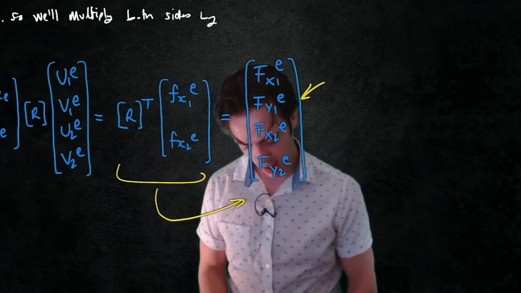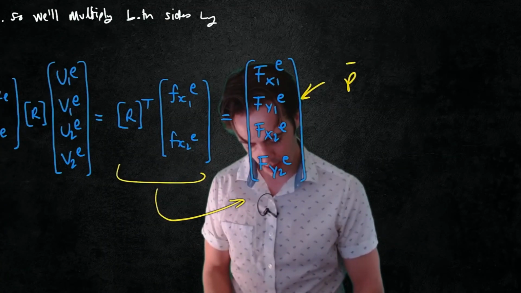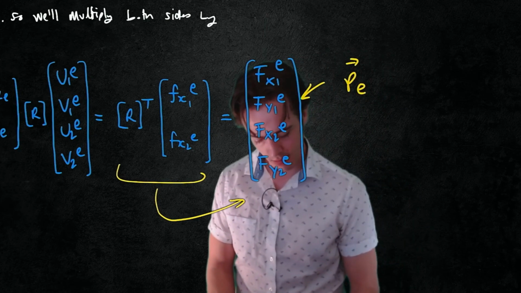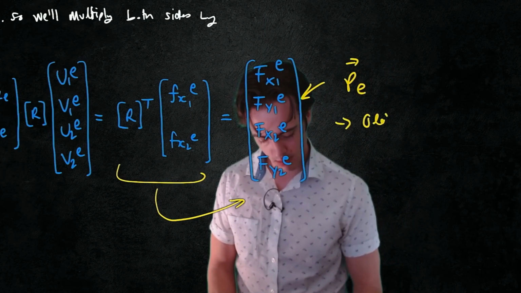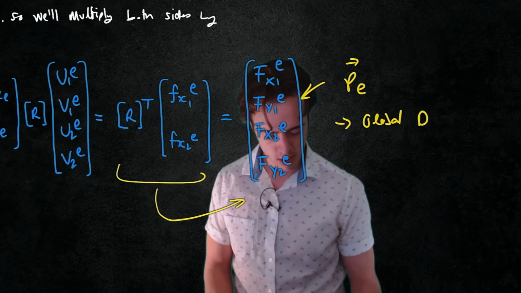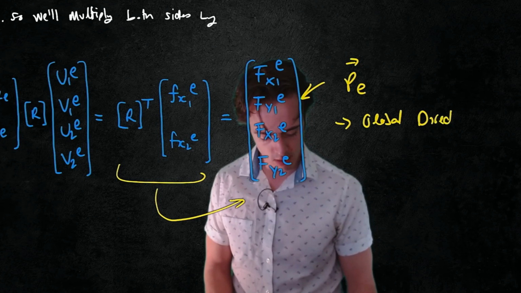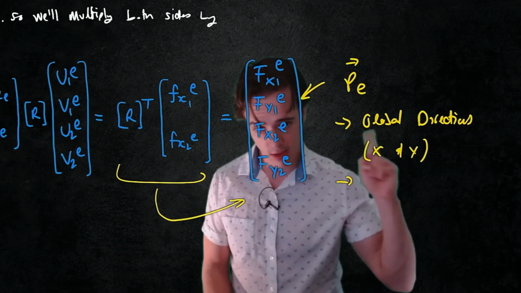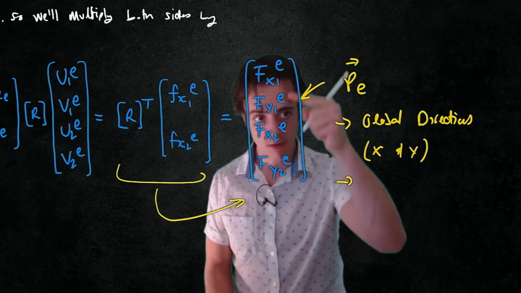Now what this is, is global forces on a given element. So we have global directions, i.e. we've got the forces aligned with x and y, which are uppercase, but these are still referring to node 1 and 2 of element E.